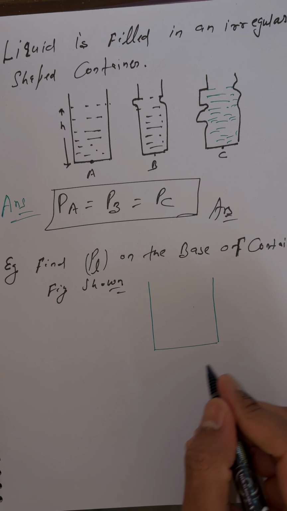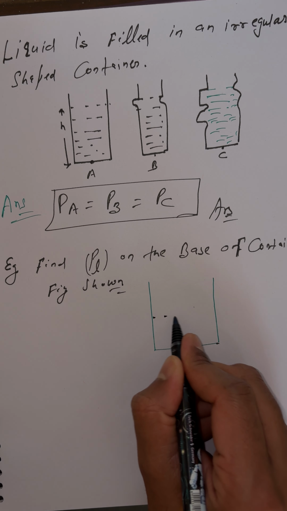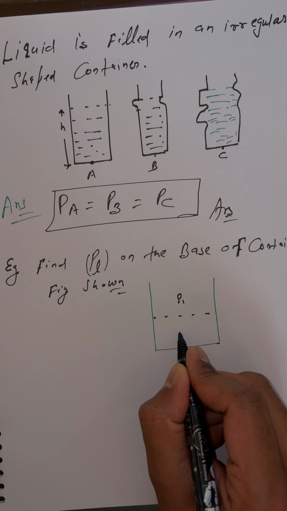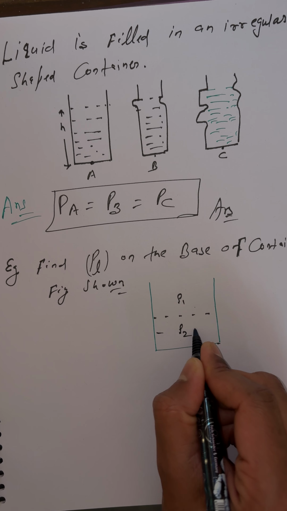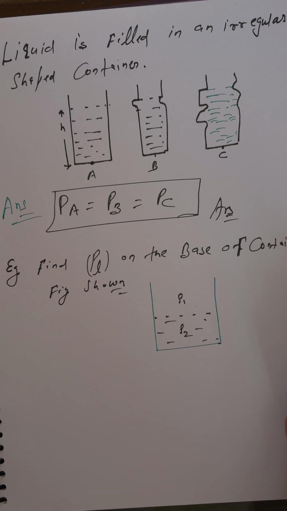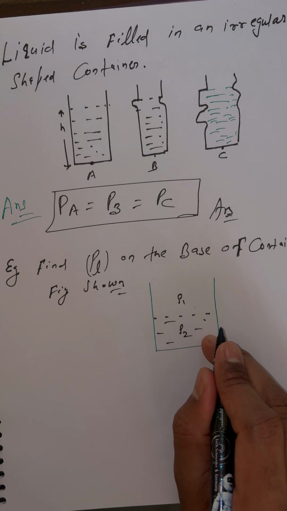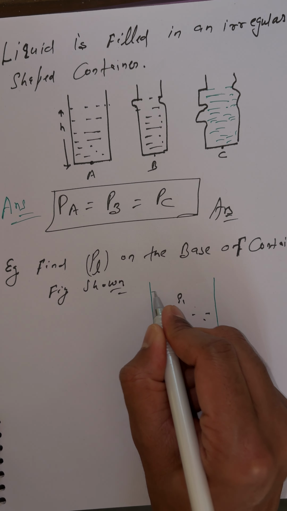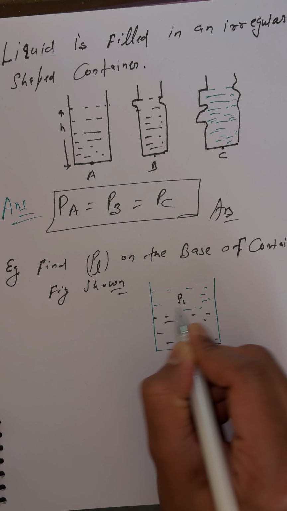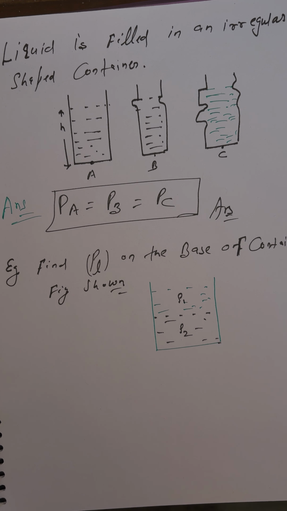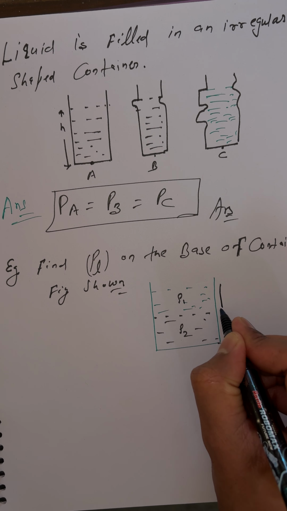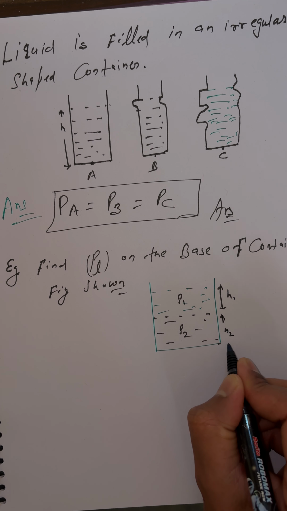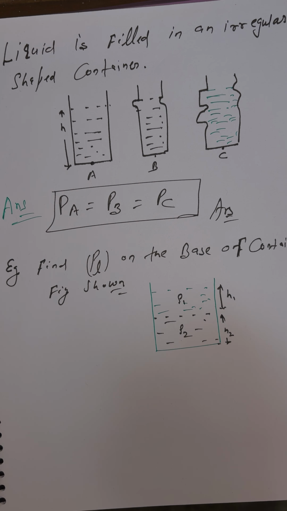Students, here I wanted to fill two different liquids. You can see this is density rho 1 and this is density rho 2. It's very obvious that density rho 2 is more than that. So this is rho 1 right here, and another one is rho 2. You can write, students, this is H1, and this is H2. What is the pressure over here?